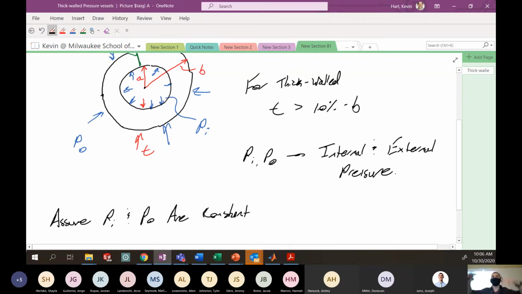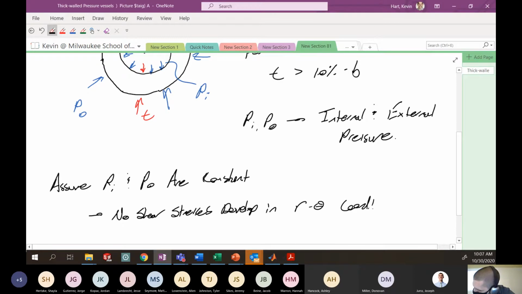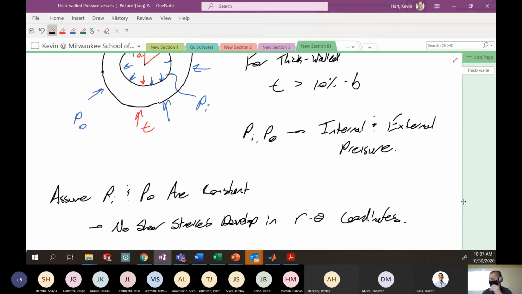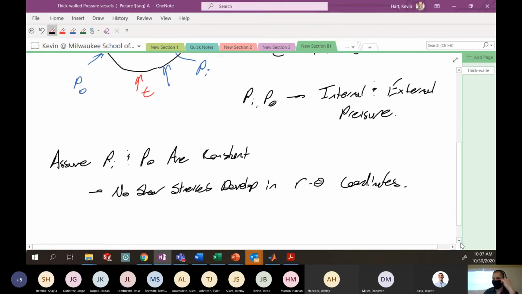Okay, so we don't have significantly higher pressure on one side than we do on the bottom side or something like that. We're going to assume that they're sort of constant in value. And so because of this, no shear stresses develop in this R theta coordinate system. Okay, so those are the assumptions that we're going to go with here.